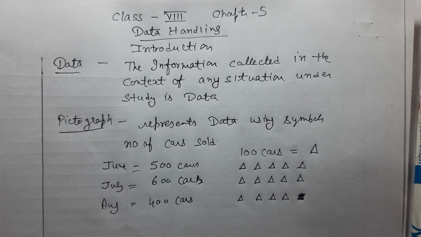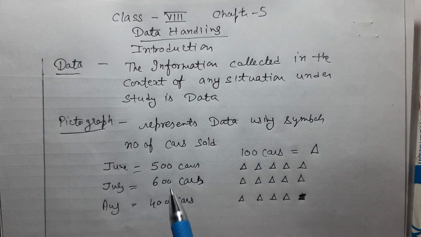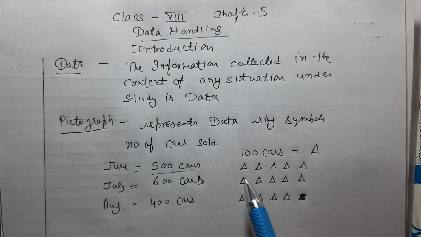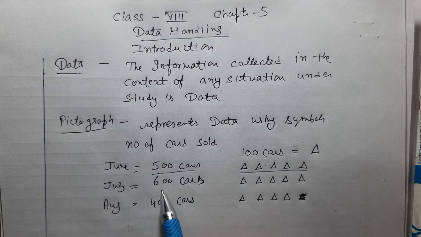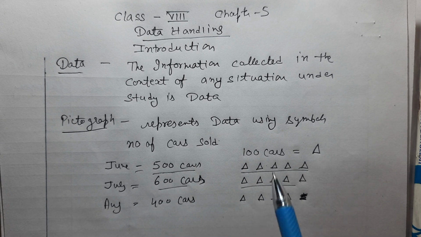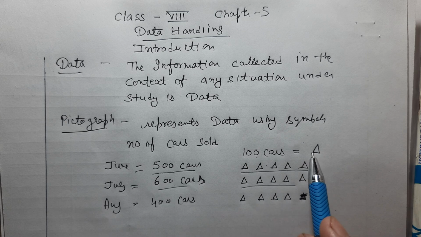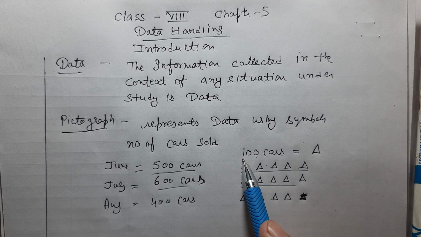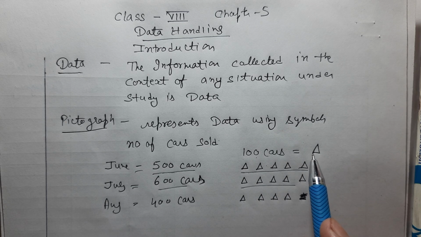This is the representation using pictures, so we call it a pictograph. From it, it is clear that you can represent as many numbers as you like using the symbols. If there is a larger value, then we can increase our symbol value. Here we can write 200 cars represent one triangle. Clear?